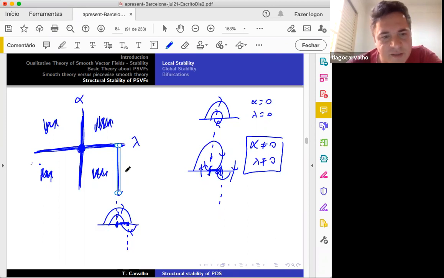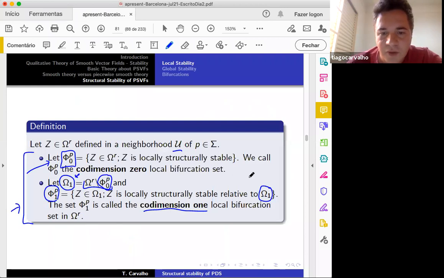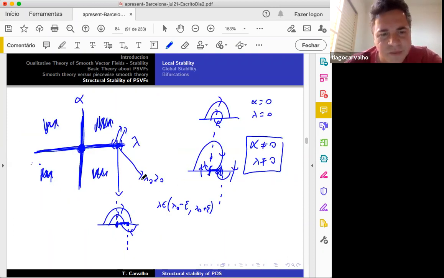And note that all vector fields in a neighborhood here, okay? So for example, if you take a positive lambda zero here, for all lambda belonging to lambda zero minus an epsilon, lambda zero plus an epsilon, okay? For all vector fields, not points, but vector fields at this neighborhood, inside this line, over this line, the behavior is the same. So the behavior of this vector field is structurally stable over omega one, okay? And this is the codimension one local bifurcation set here.